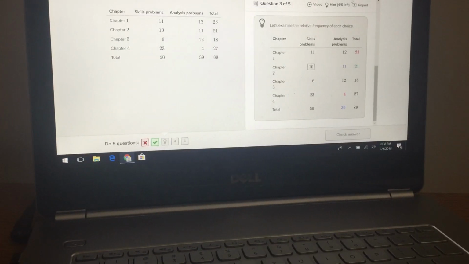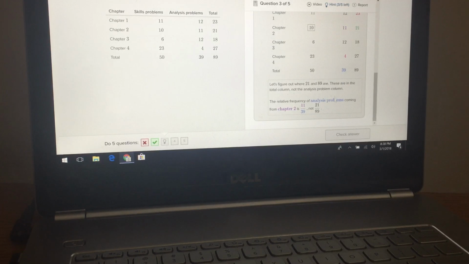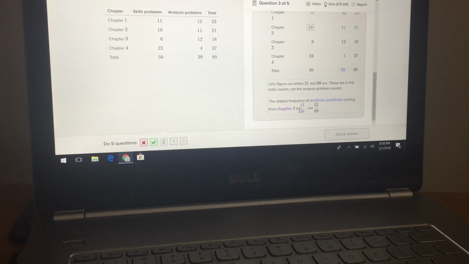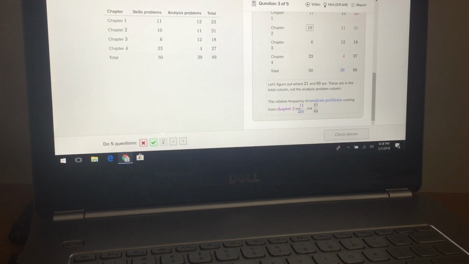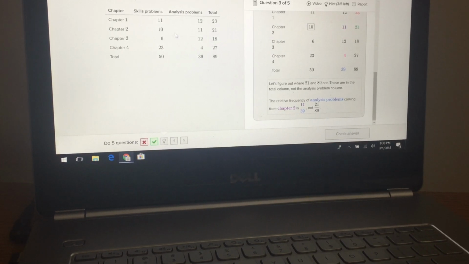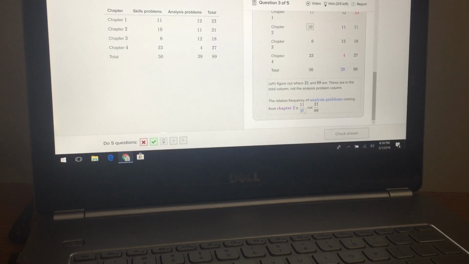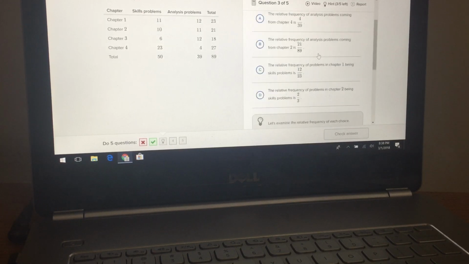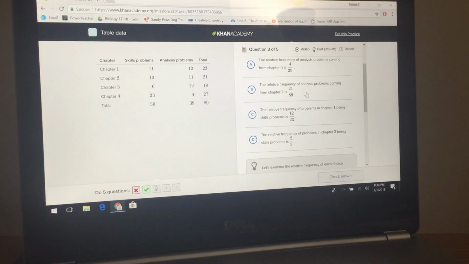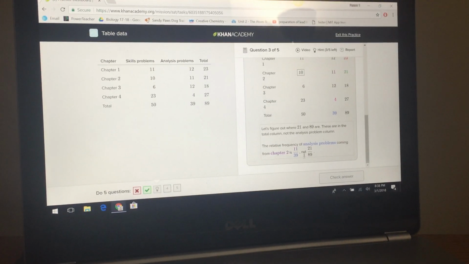Let's do another hint. Let's figure out where 21 and 89 are. These are in the total column, not the analysis problems column. The relative frequency of analysis problems from chapter 2 is 11 out of 39. So I go back up to the questions. And let's say, after all that, so I'll take a note on that hint.